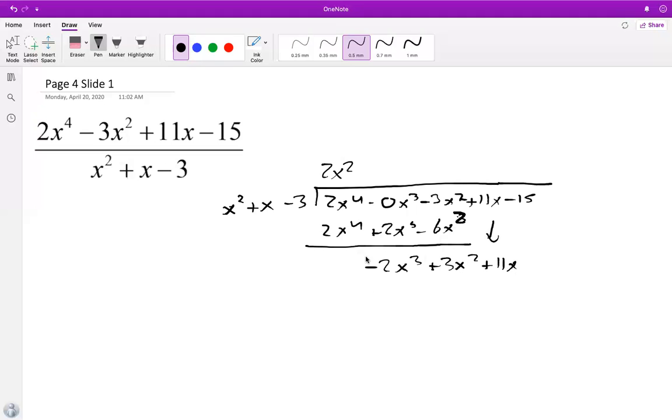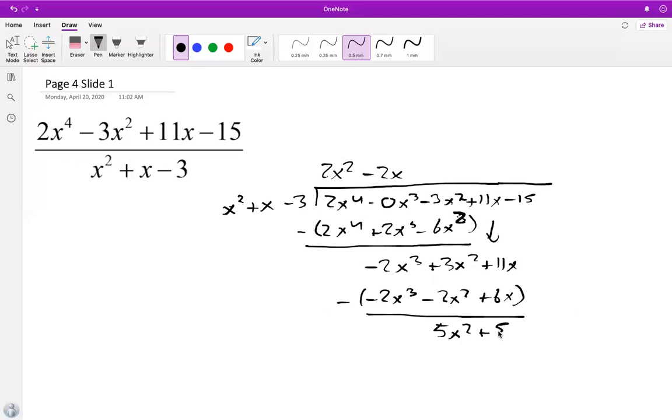Now I'm going to divide again. -2x cubed divided by x squared is -2x. Now I'm multiplying. -2x times x squared is -2x cubed. -2x times x is -2x squared. Negative 2x times negative 3 is positive 6x. Now I subtract again. I didn't write subtract up here, but I did. This minus this is going to be 0. 3x squared minus negative 2x squared is 5x squared. 11x minus 6x is 5x.